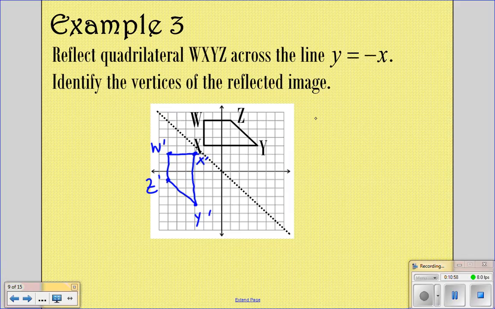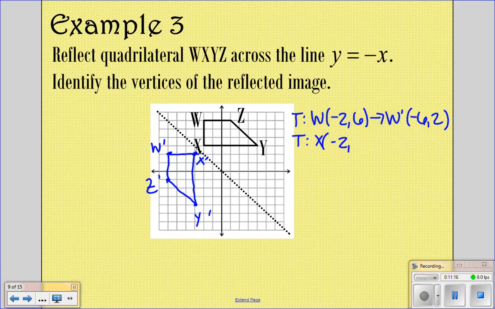So now we identify the vertices of the reflected image. So we start with W. It was at (-2, 6). And when we reflected it, we get W prime is at (-6, 2). And then we do X, which was at (-2, 3). And then when you reflect it, you get X prime is (-3, 2).